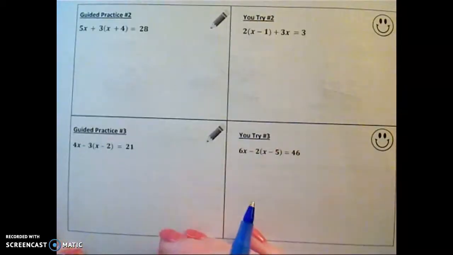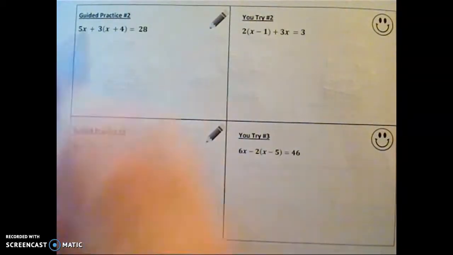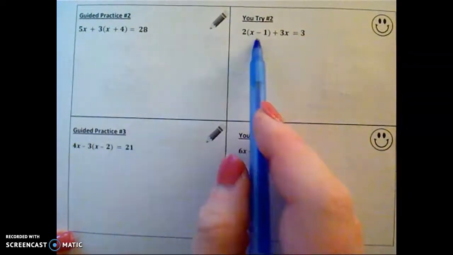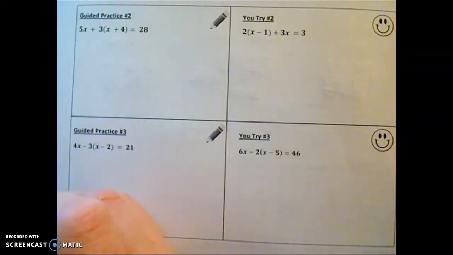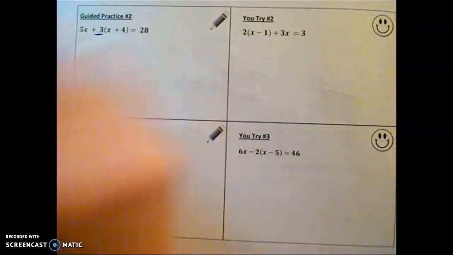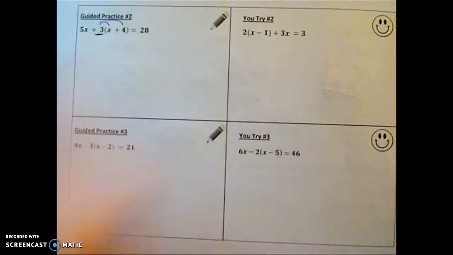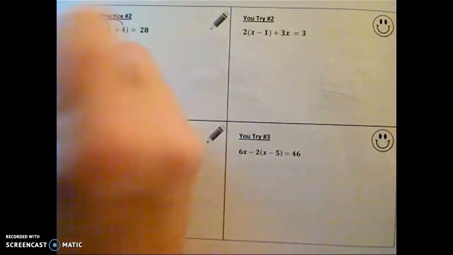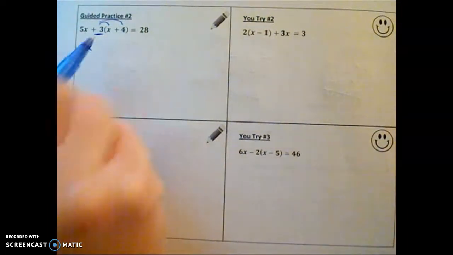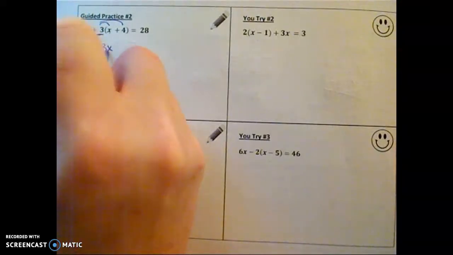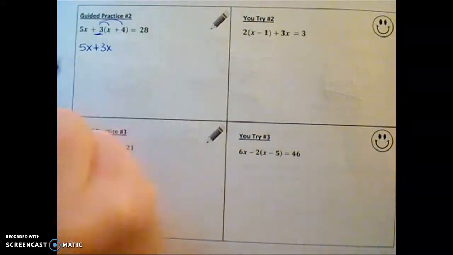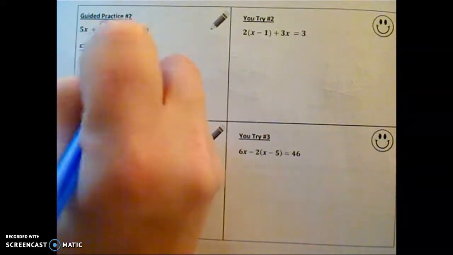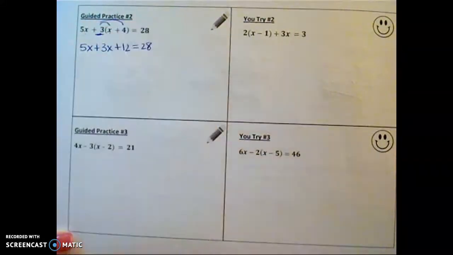Alright, on the back of your notes, these problems involve a little more than those did. Remember, anytime you see parentheses, the very first thing you're going to do is distribute the number that is right in front of the parentheses. So in this problem, the 3 is positive, and we're going to multiply it by the x and the 4. So that 5x stays in my problem just like it is. 3 times x is 3x, and it's positive, so put plus 3x. And then 3 times 4 is positive 12, so we put a plus 12. Equals, bring the 28 down.